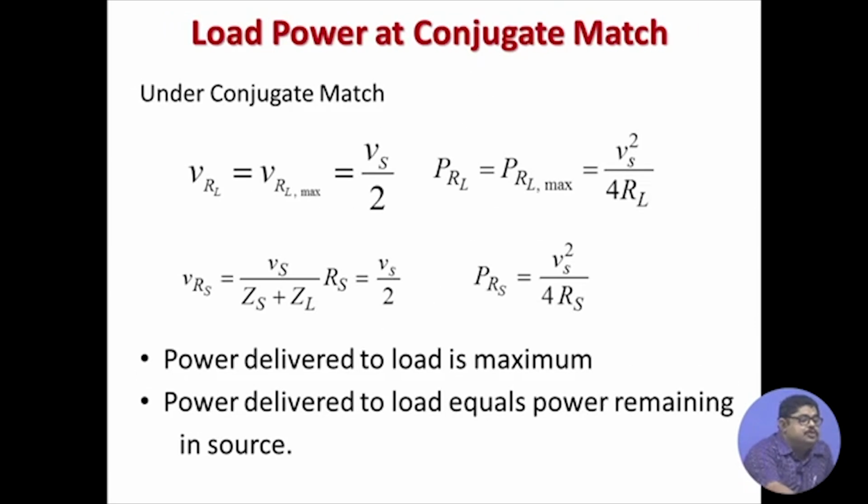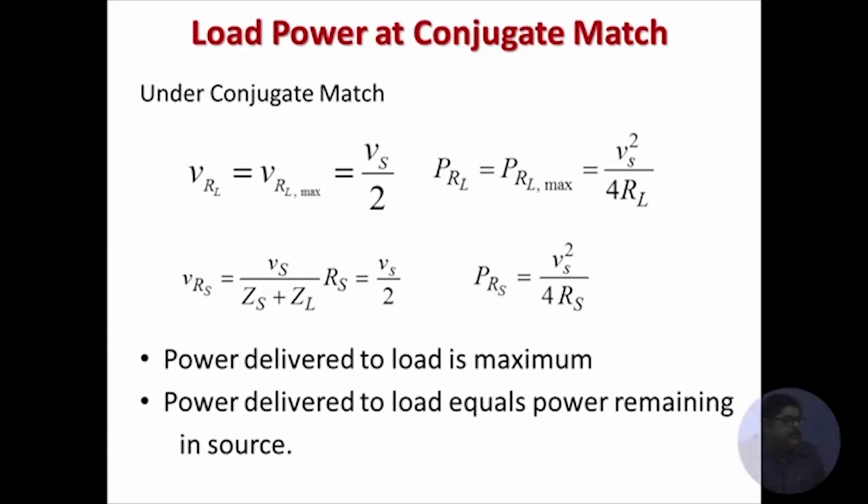So, if conjugate matching occurs, what is the load power at conjugate match? Under conjugate match we can work out the voltage developed at the load, because at that time there is no reactive part in the circuit, the total reactance is 0. We have two equal resistances, RS and RL. So, half of the source voltage is across RS, half of the source voltage is across RL. So, power we can calculate, that will be Vs square by 4RL. So, power delivered to load is maximum, and power delivered to load equals power remaining in source. That means the same power that is across the source resistance you can deliver to the load, not more than that.